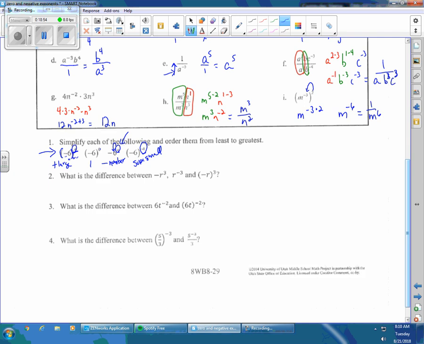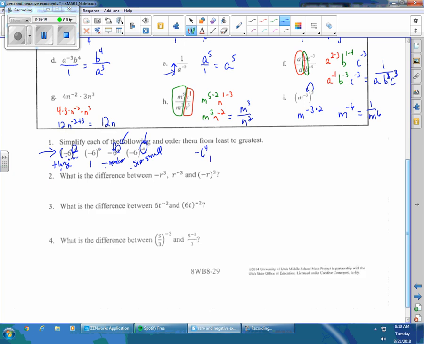Okay? But it's not going to be negative, because this is even here. So I know it's going to be positive, but it's going to be super small. So this is going to be a negative. This one's going to be super big. So if I'm ordering them from least, the smallest number, to greatest, the smallest number here is going to be negative 6 to the 4th power without a parenthesis.